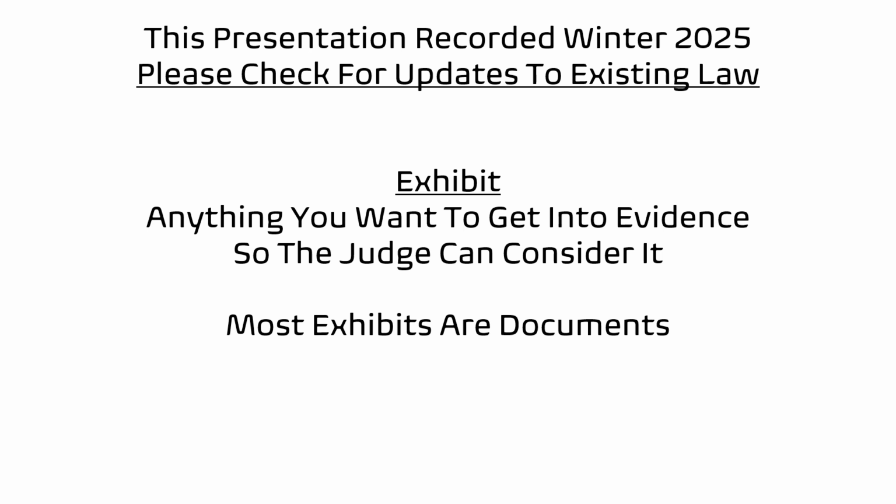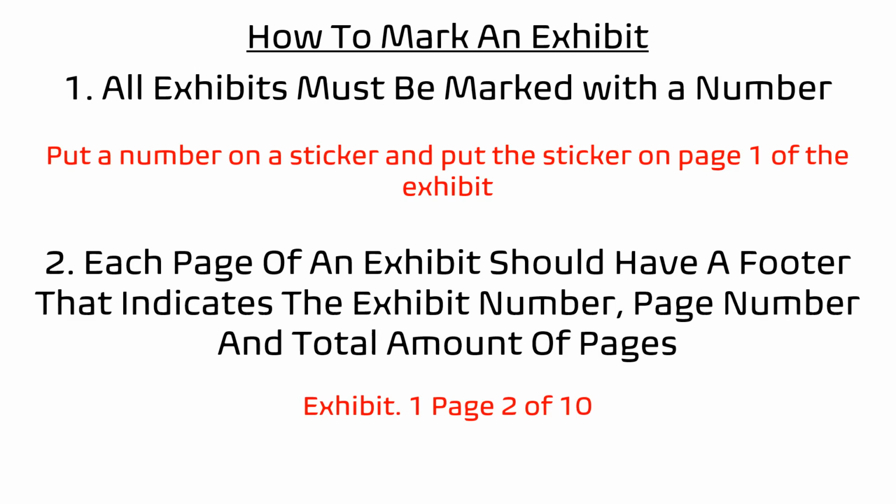One mistake that people sometimes make is they try to get stuff into evidence before the hearing by mailing it to the judge or filing it before the hearing, and that's not the way it works. If there is evidence that you want to get to the judge, this is the way you do it. You do it by making it an exhibit and then offering it at court, and that way the judge can consider it.